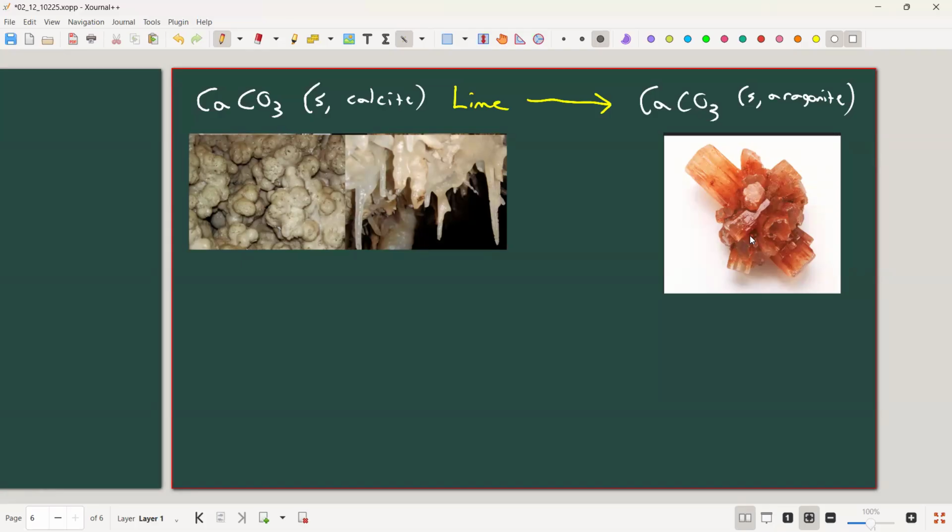So when you go measure the densities of these, the density of calcite is 2.71 grams per milliliter. And the density of aragonite is slightly more dense, 2.93 grams per milliliter.